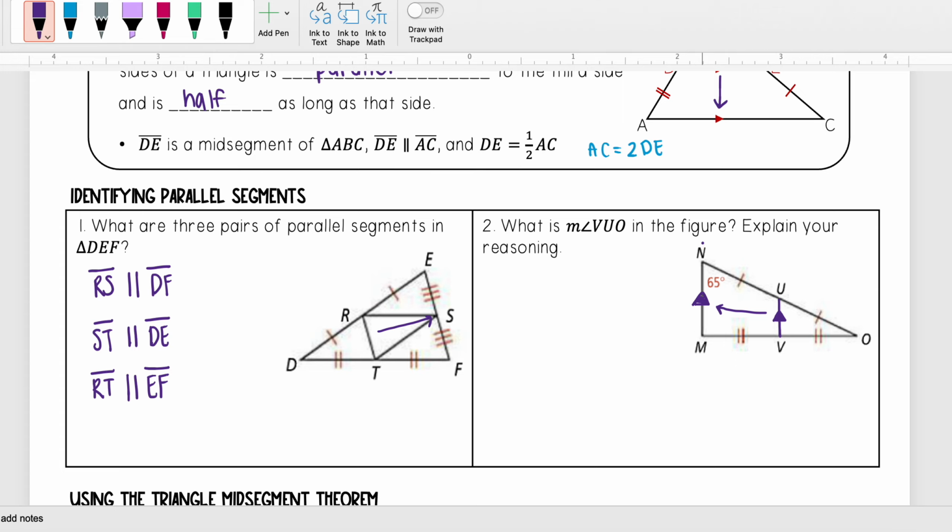Well, if you remember back to a couple of units ago, we know some properties of parallel lines, and we know that parallel lines cut by a transversal have some congruent angle pairs. And so if I extend this out, my sides here, and I see this transversal, I'm wanting to find what this angle measure is right here, VUO.